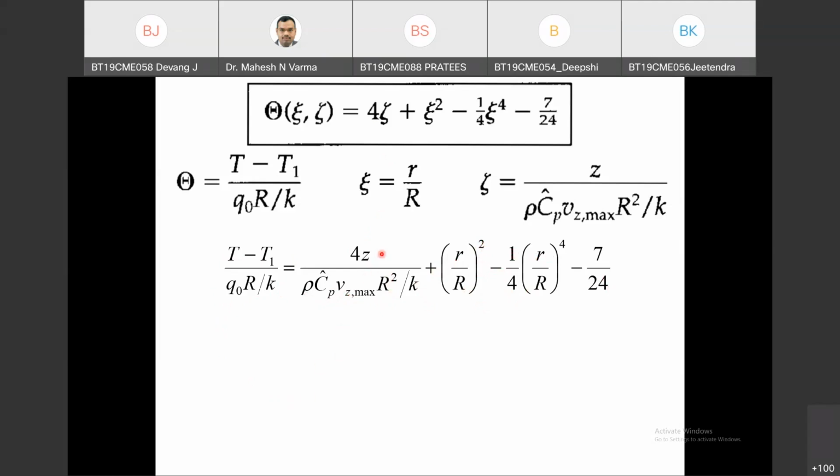Now you can see this is a linear variation with respect to Z, and this is a function of R. So the temperature is a linear variation with respect to Z and a function of R. This is exactly what we have expected, and we got the temperature profile. So does anybody have any confusion over this temperature profile?